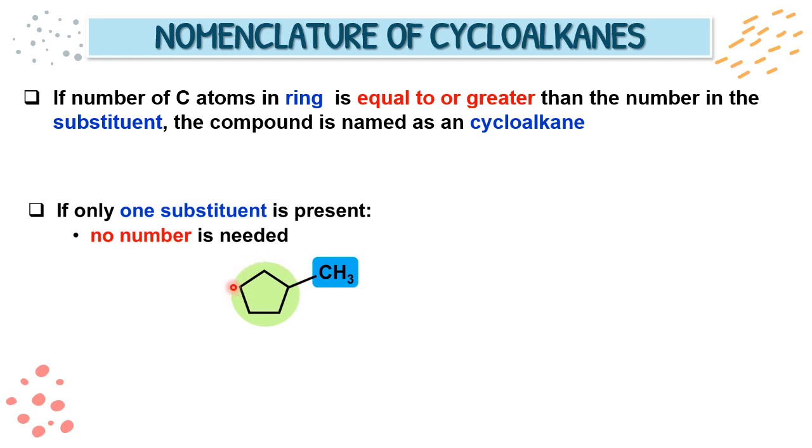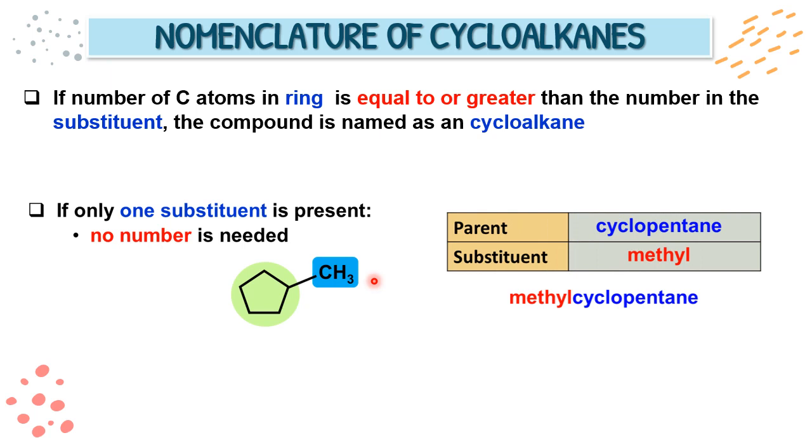So that means this will be our parent chain. So the parent name will be cyclopentane. And then over here, if only one substituent is present, we don't need to number the alkyl group. There's no need to number the methyl. So straight away, we can name the structure as methylcyclopentane, because whatever it is, this will be number 1. So there's no need to put a number over here.